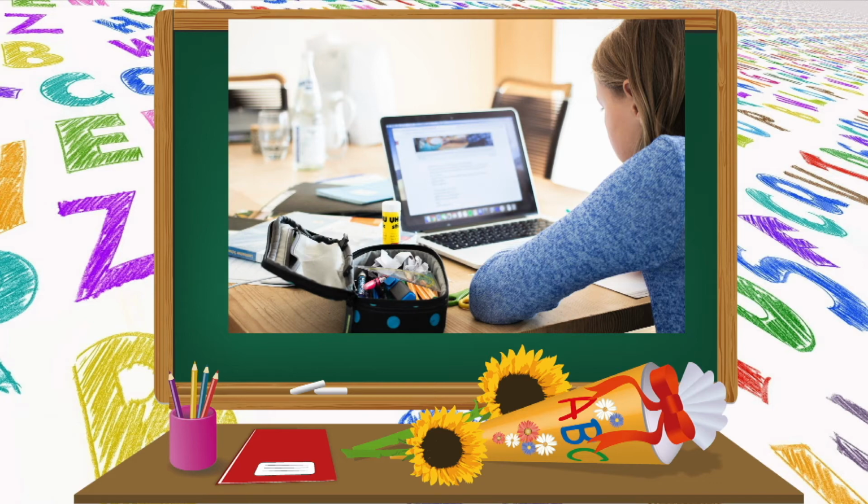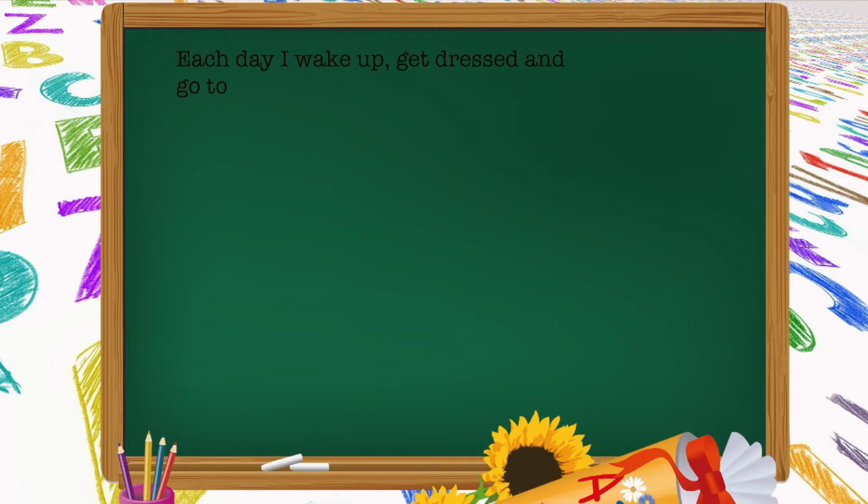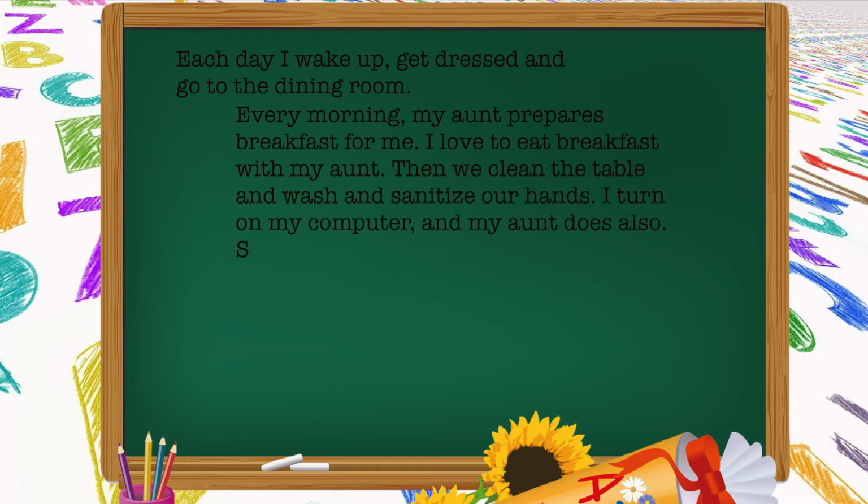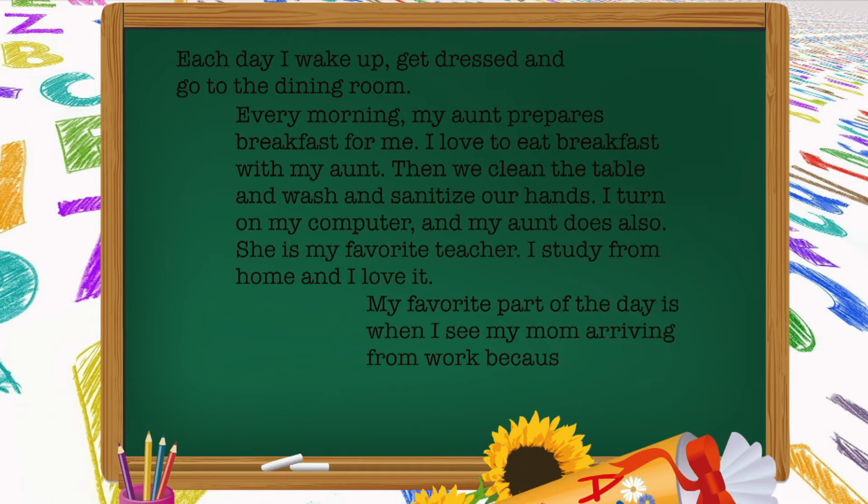Great job. Now, let's look at the text. Can you tell me three details that you remember from the text? Great. I remember the kid eats breakfast with her aunt. Also, they wash and sanitize their hands. And that the teacher is her aunt.